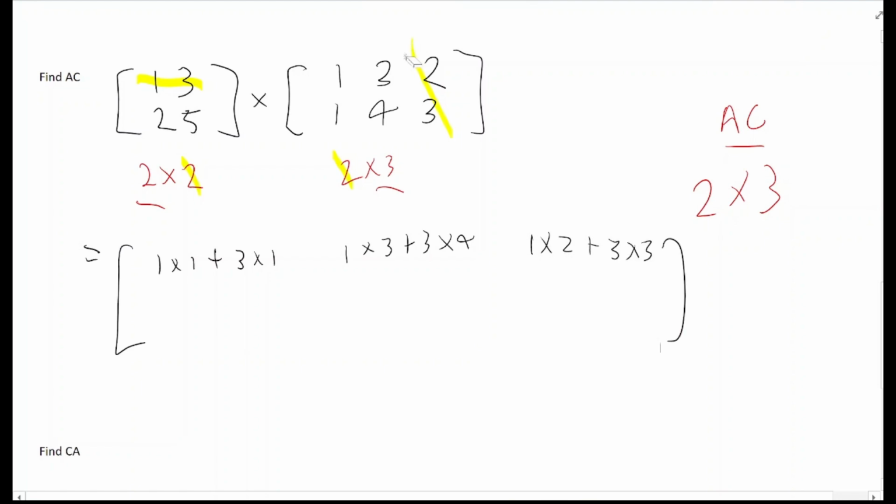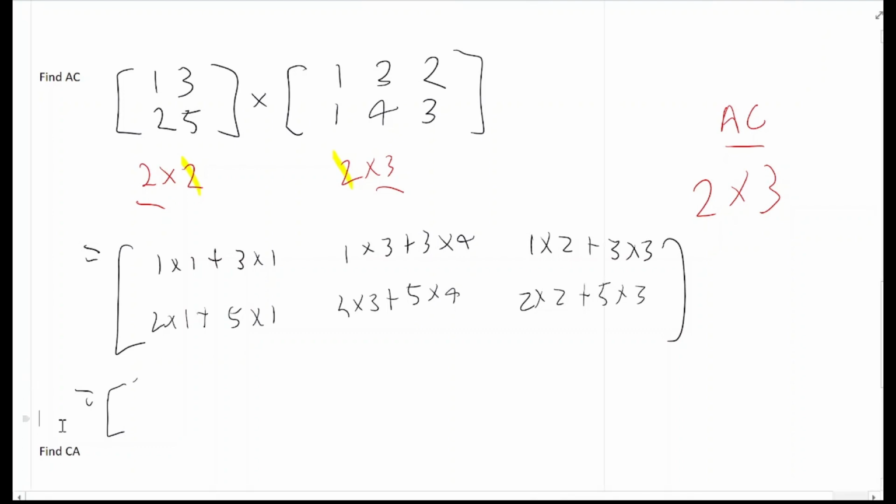Then what we're going to be doing is the bottoms. So 2 and 5 we're going to be timesing by each one. I won't actually sketch out the highlighting, so hopefully you can see 2 times 1 plus 5 times 1. Then we're going to get 2 times 3 plus 5 times 4, and then 2 times 2 plus 5 times 3. And then we want to simplify this all down.